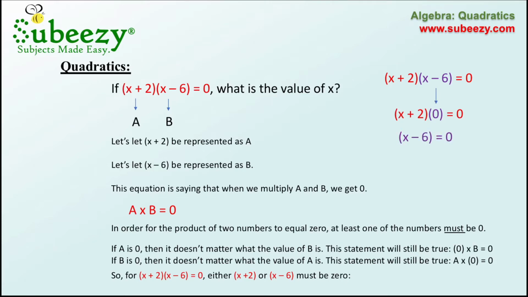In order for the quantity x minus 6 to be equal to 0, x will need to be equal to positive 6. If x is equal to positive 6, then this equation will be true. So positive 6 is another possible value for x. Again, recall that when you're dealing with quadratics, you will often end up with two possible values for your unknown variable.